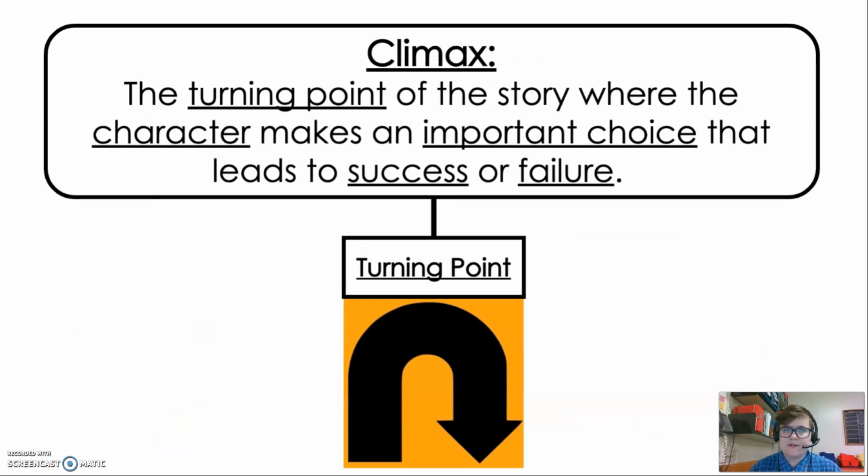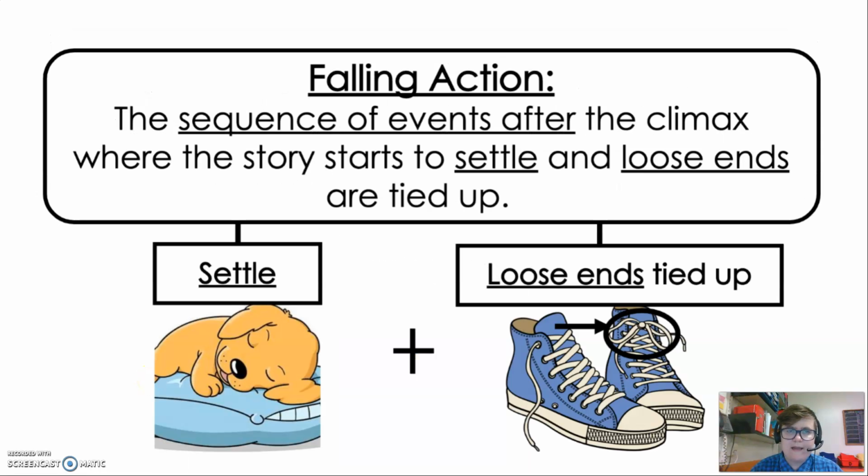The climax, this is the turning point of the story where the character makes an important choice that leads to success or failure. So the character's at a point, they make a big decision and nothing is the same after. Everything changes. Falling action. Again, sequence of events. It's just the order that the events happen.